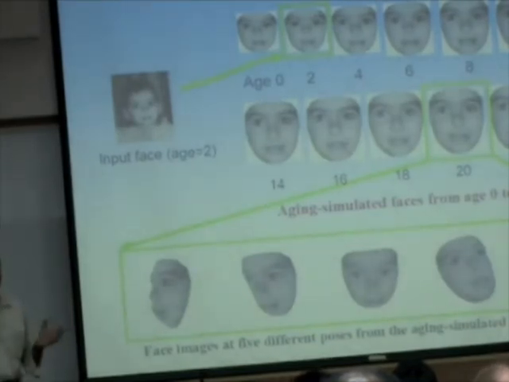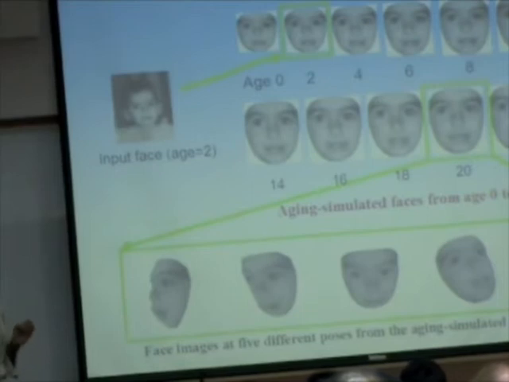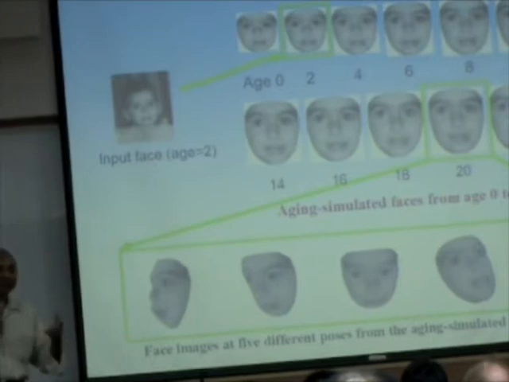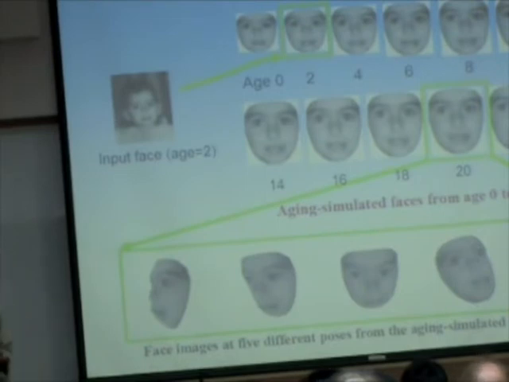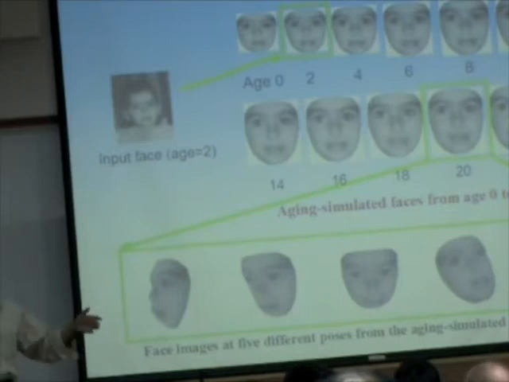But the advantage of having the model is that if you give me an input face at age 2, I can generate images at other possible ages. So if you want to match the same person at age 2 with an image of the same person at age 5, I would first use this model to transform the 2-year age into a 5-year age before I do the matching. And you can do both backwards and forwards. You can make an age 15 image and see how it would look at age 10. And this has many applications.